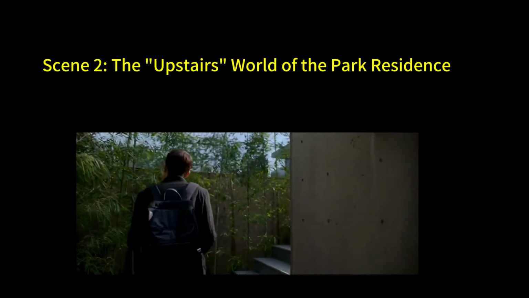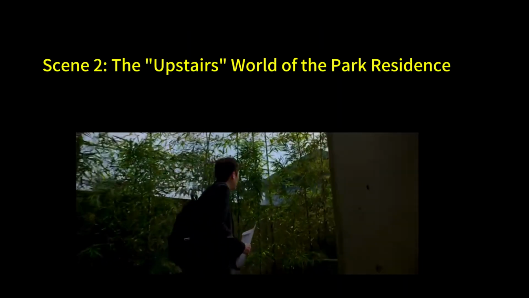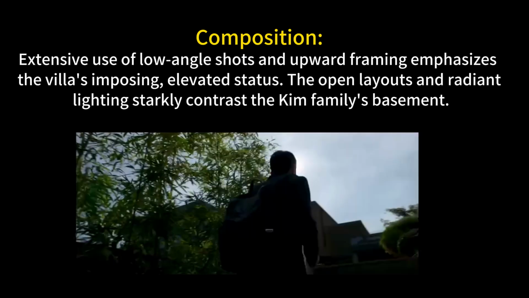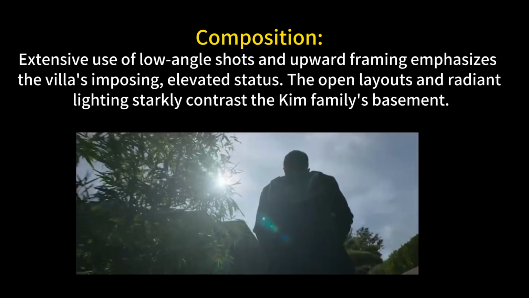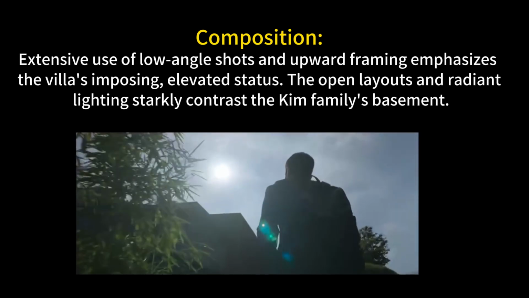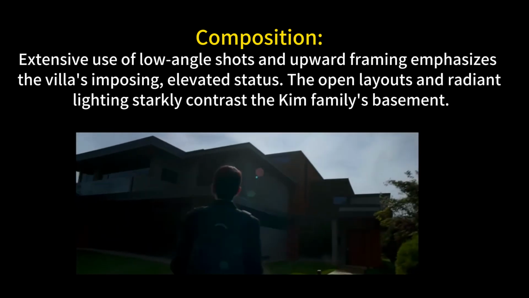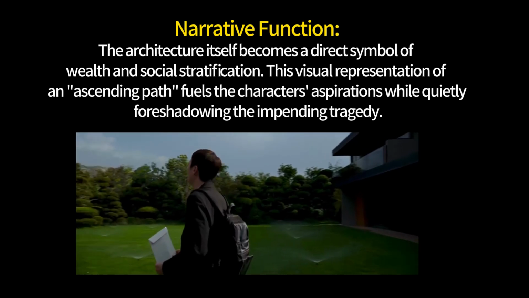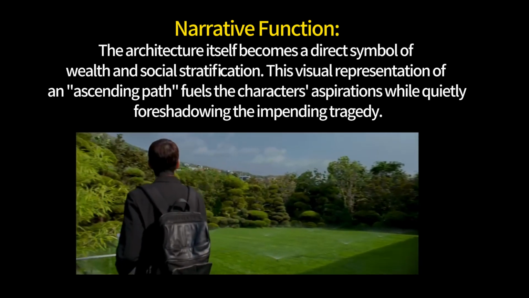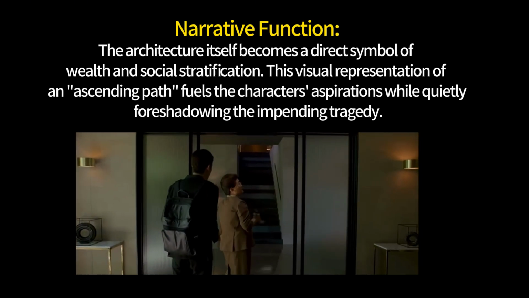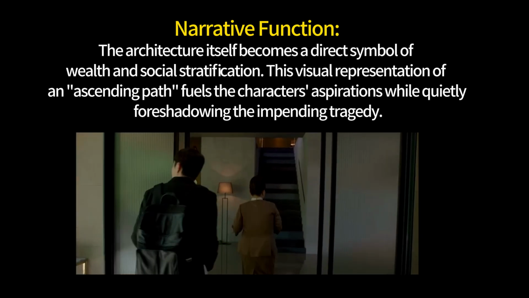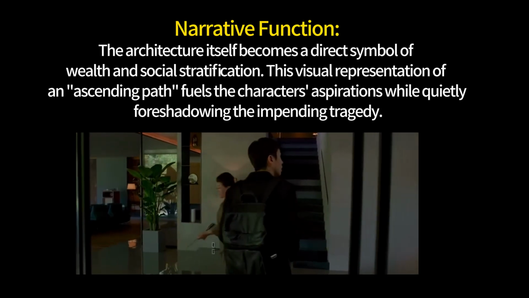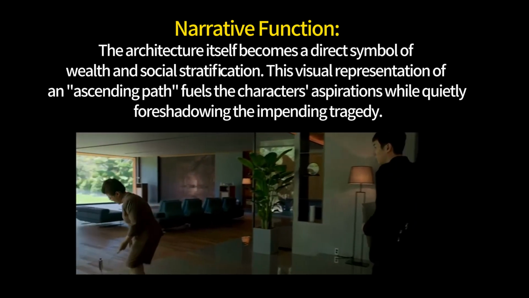Scene 2. The upstairs world of the Park residence. Composition. Extensive use of low-angle shots and upward framing emphasizes the villa's imposing, elevated status. The open layouts and radiant lighting starkly contrast the Kim family's basement. Narrative function. The architecture itself becomes a direct symbol of wealth and social stratification. This visual representation of an ascending path fuels the character's aspirations while quietly foreshadowing the impending tragedy.